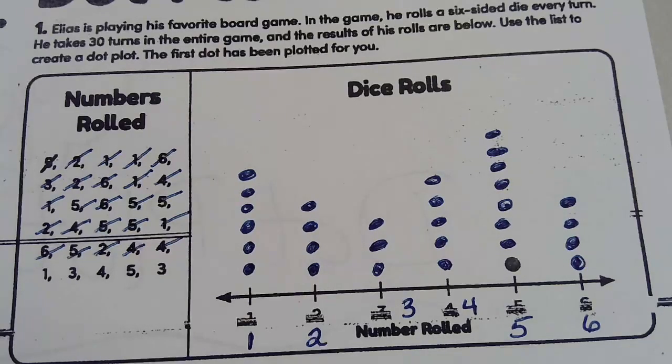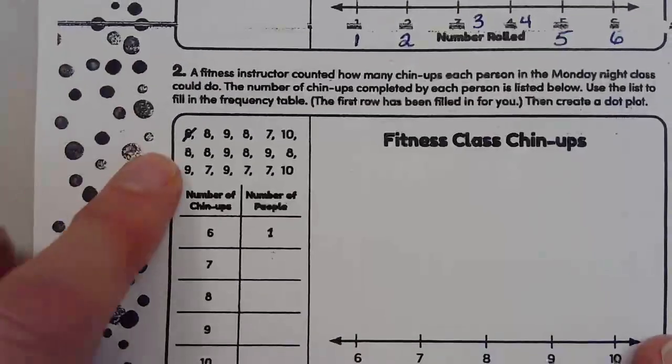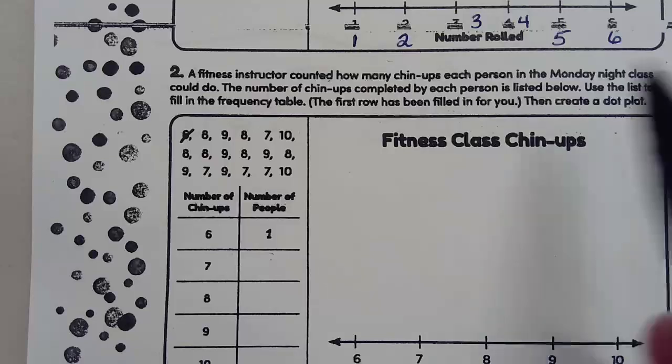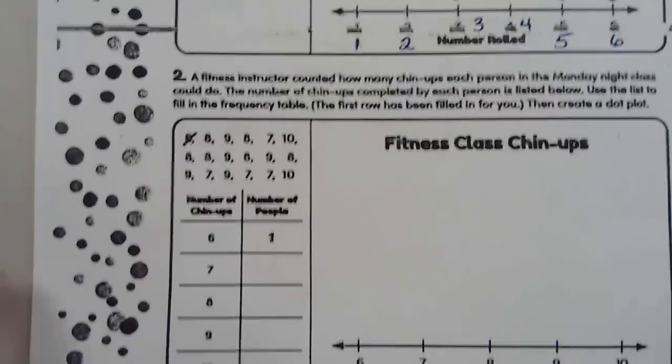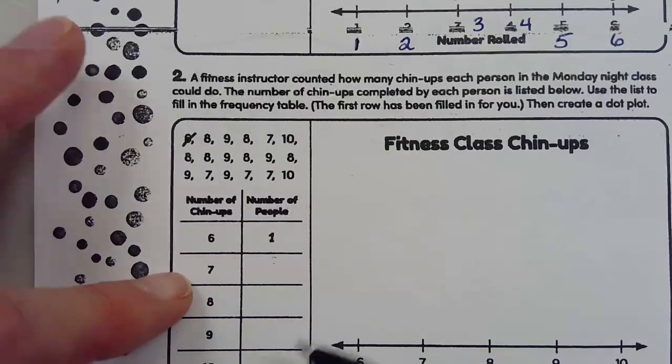I like this next one better because you don't have to worry about marking them out. What we're going to do is this. You're going to create a frequency table. So it says a fitness instructor counted the number of chin-ups each person in Monday night's class could do. The number of chin-ups completed by each person is listed below. Use the list to fill in the frequency table. I think that's a lot easier.